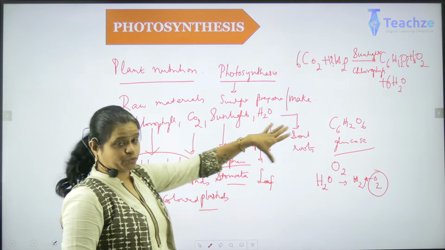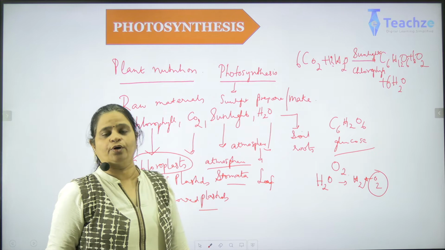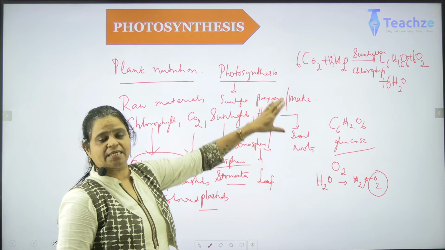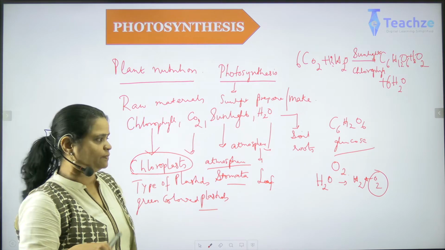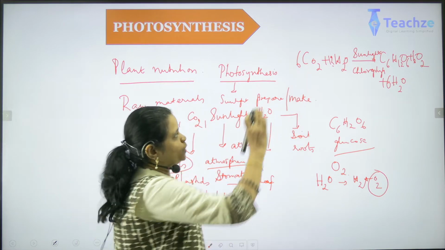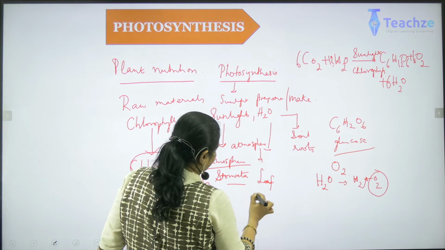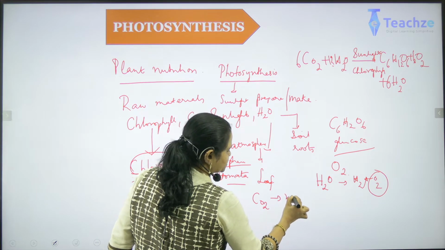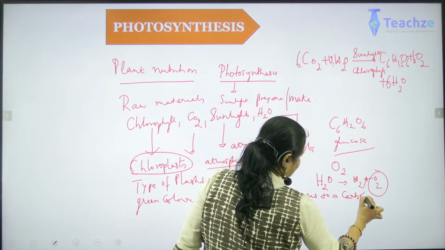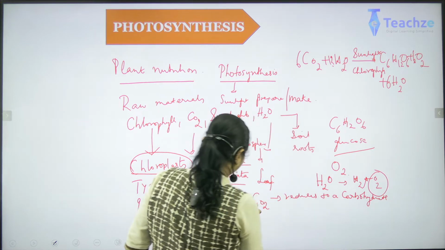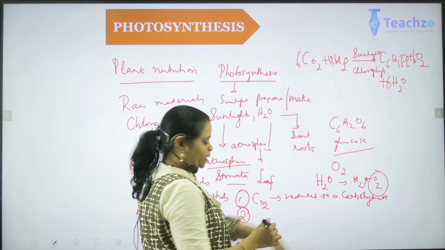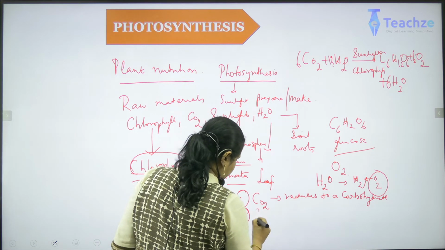Now, since we have understood what the raw materials are and what events go on here, we will look stepwise at the events which take place in photosynthesis. The first is the conversion of carbon dioxide into a carbohydrate. So carbon dioxide is reduced to a carbohydrate. That is the first one. Now, the second one is the splitting of the water molecule so that it generates oxygen.